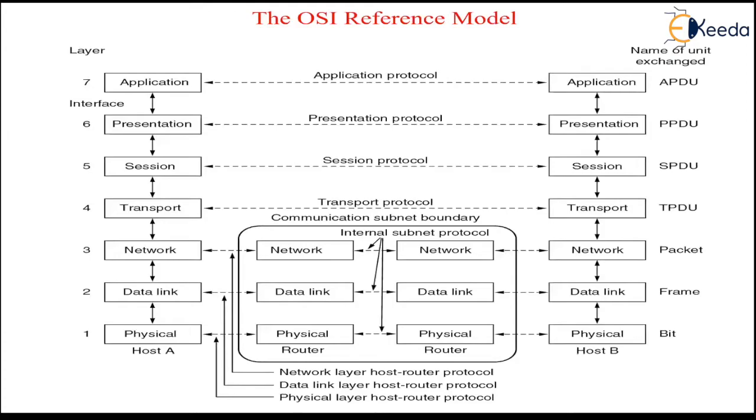Then flow control mechanism. Like the data link layer, the transport layer is responsible for flow control. However, flow control at this layer is performed end to end rather than across a single link.